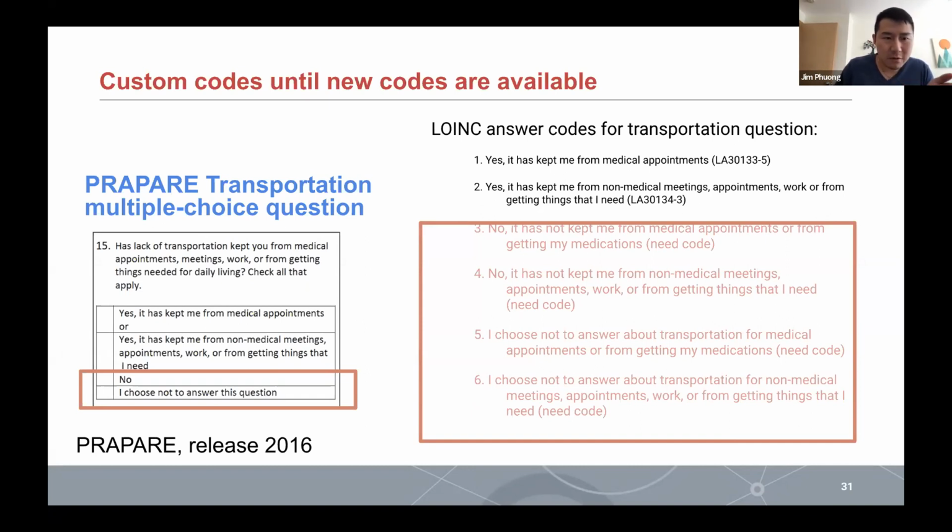Here's an example, a PREPARE transportation question, with this strange multiple choice option. If there's a yes, then it's a yes in a certain type of context. But if there's a no, or an "I choose not to answer," then what? How do we want to represent this instance of, they said no, they don't have a transportation issue, but is it specific to each of those medical appointments as well as work-related or lifetime situation transportation?